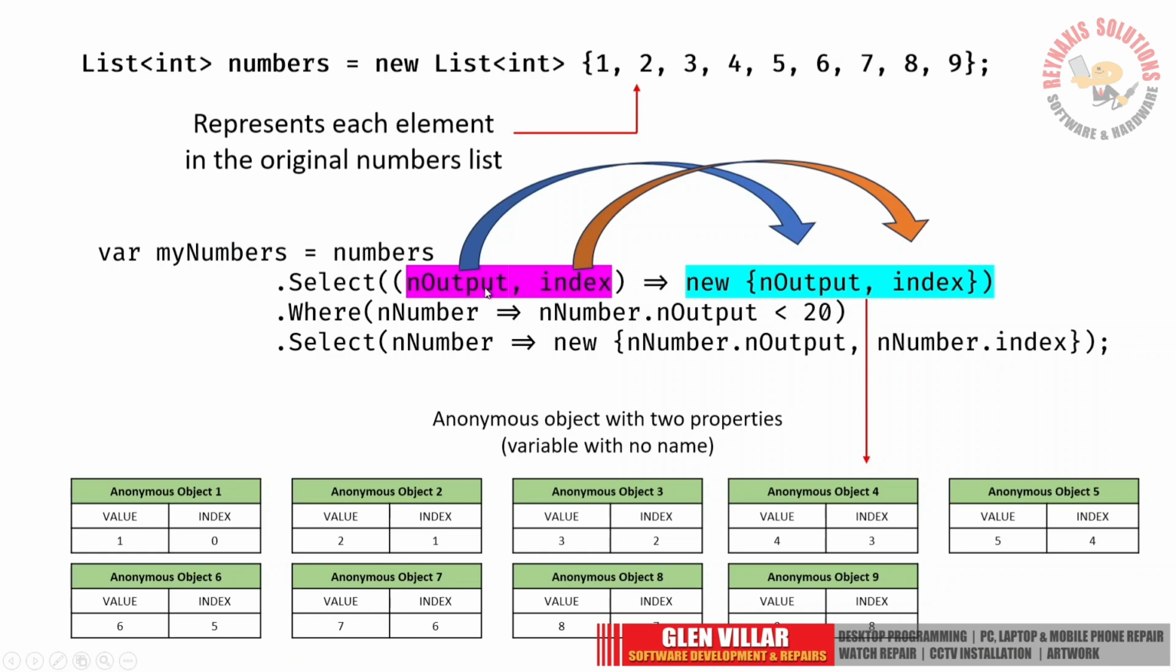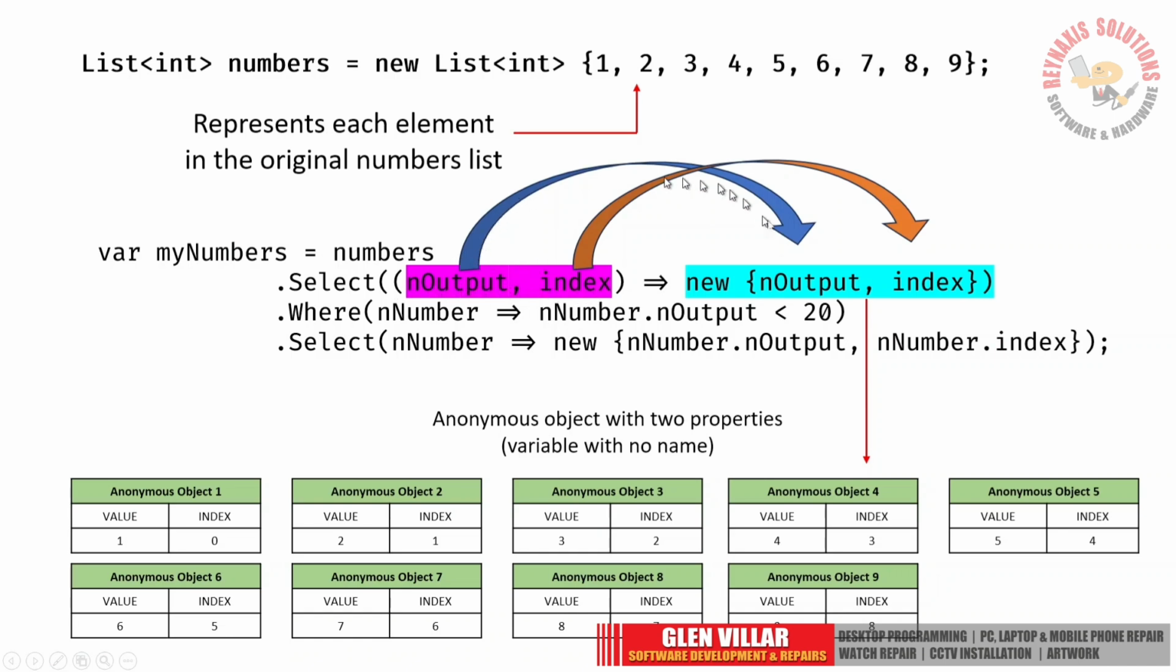The end output is a variable that represents each element in the original numbers list. Here, we're actually selecting each of the elements from this numbers list. And the index is the index number of each element. Now, since this is a lambda expression, again, the left side is for the parameters of the select, and the right part of it is the anonymous object, which will absorb the value of these two variables from the left side.